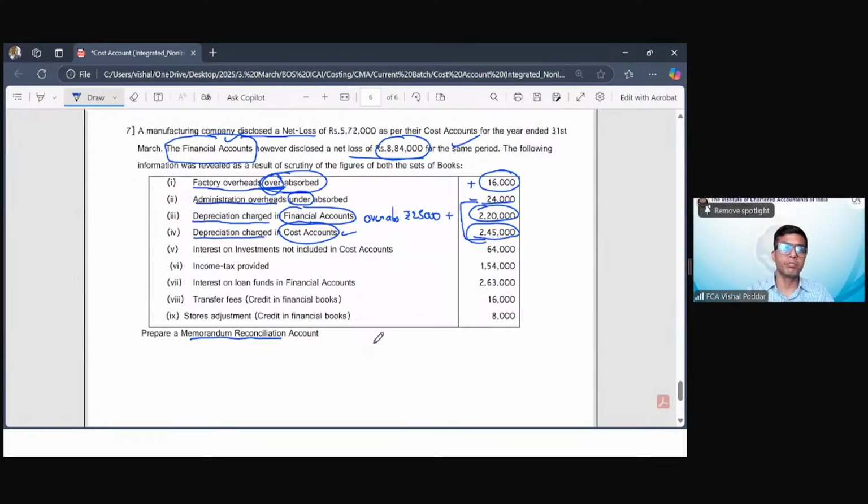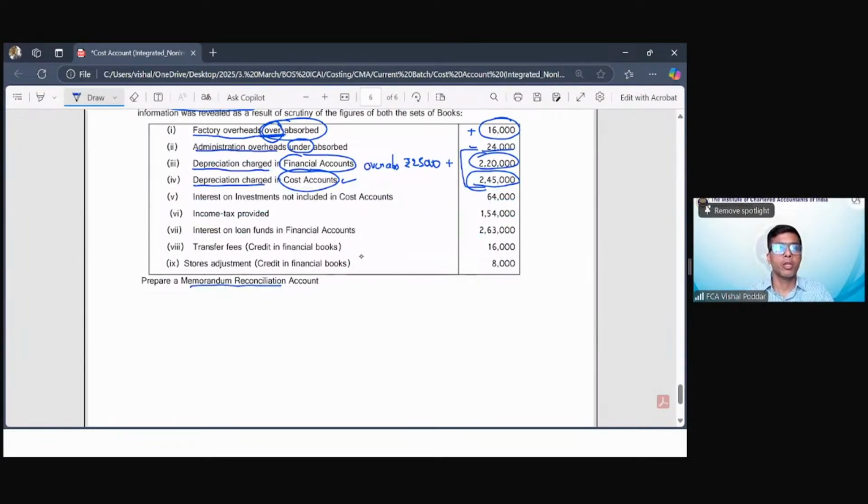Correct? Now, you have interest on investments, you have transfer fee credit, you have stores adjustment credit. Now, all these three represent my sundry incomes. And obviously, they will never be included in cost because they are only in financial books. So one is interest, which I have earned on my investments, transfer fee credit, which again I have earned, and stores adjustment credit, which will be the difference in my stores having a credit balance. Now, all these three are in my financial books.